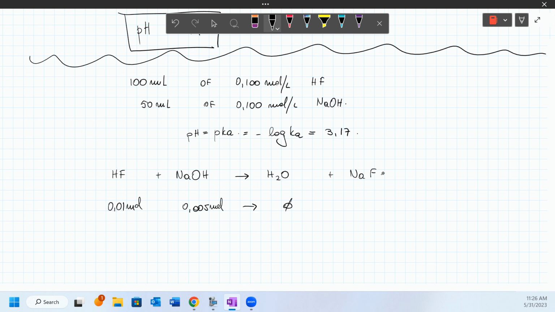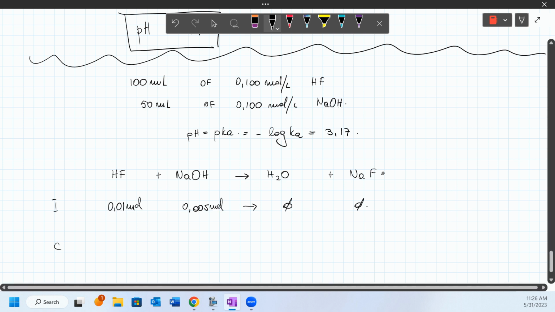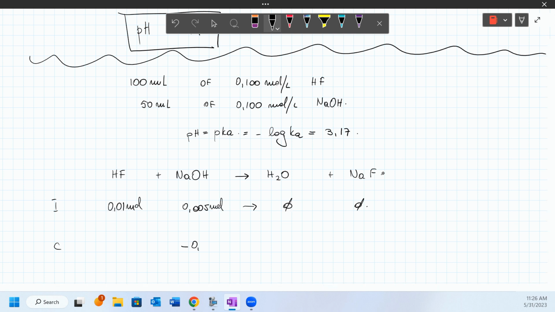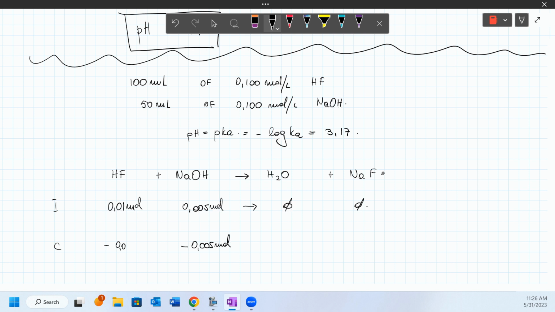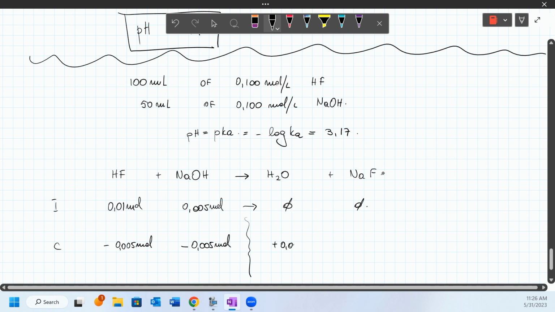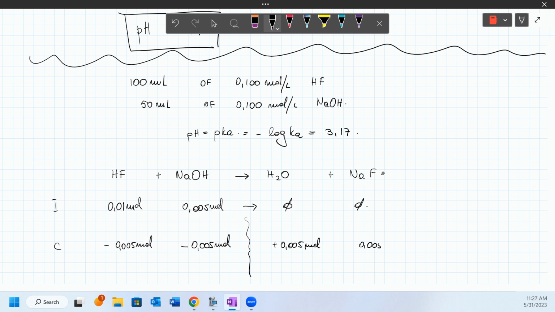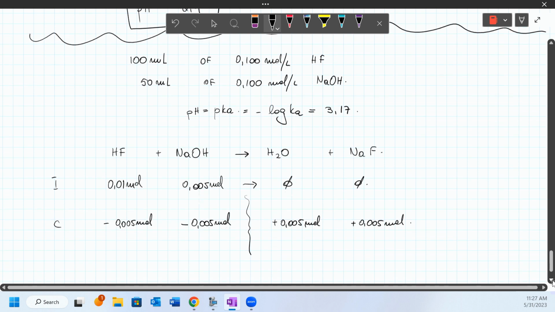And then we have 0 and 0 initially. The limiting reagent is the strong base. So the change will be whatever is the number of moles for the strong base. For both on the reactant side it is a negative 0.05 moles, while for the product side it is a positive 0.05 moles and 0.005 moles positive.